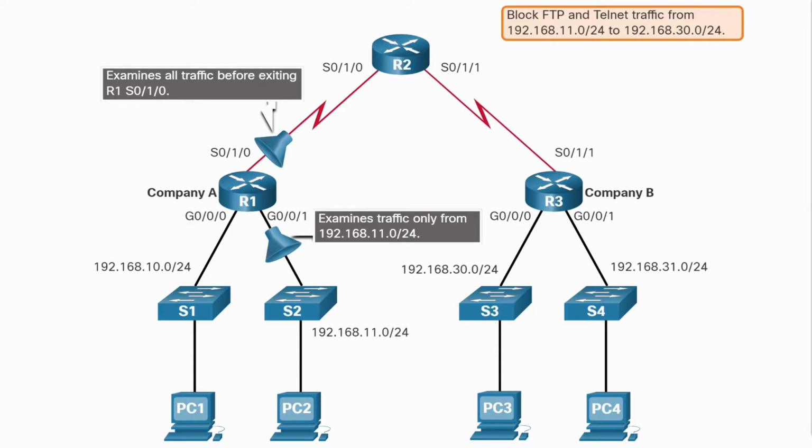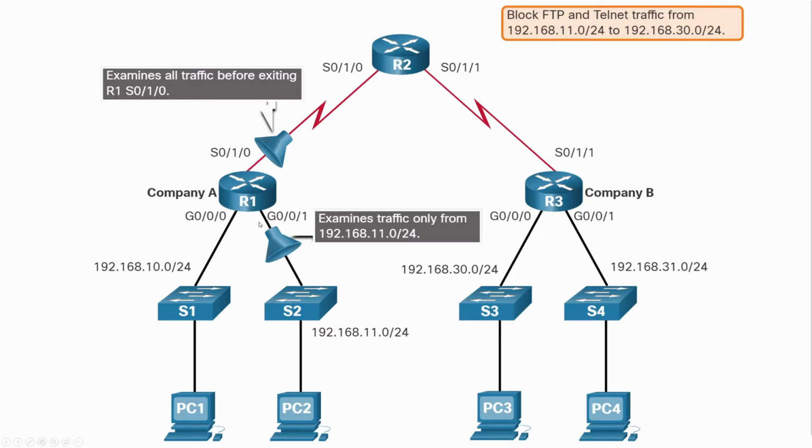We want to block FTP and telnet traffic from the 11 network down here from getting to the 30 network over here. There's two ACLs, again represented by these funnels that they're showing. The first is this outbound ACL on S0/1/0 on router 1. This will end up looking at all traffic leaving router 1, headed elsewhere, and evaluate it to see if it can be forwarded. This does accomplish what we want, but it does it inefficiently. Placing the ACL here means that traffic from the 10 network down here is being looked at too.